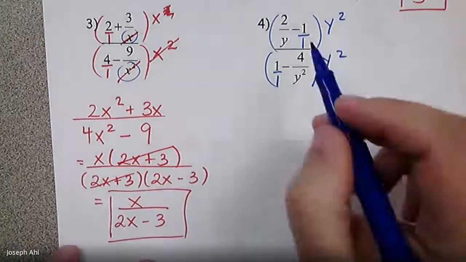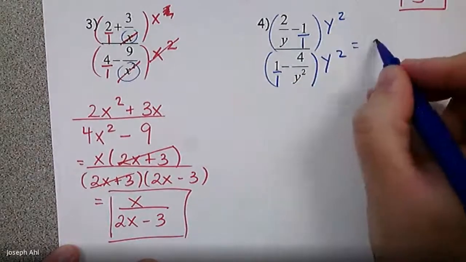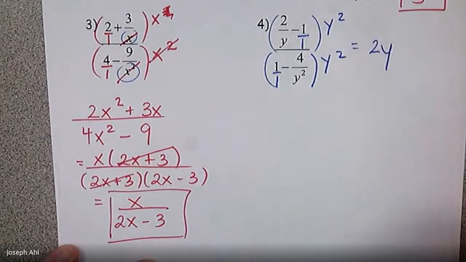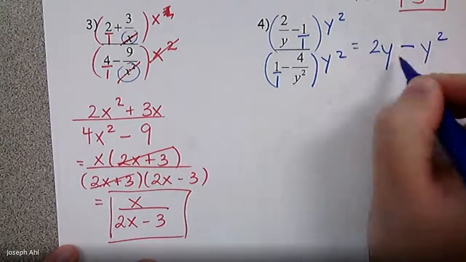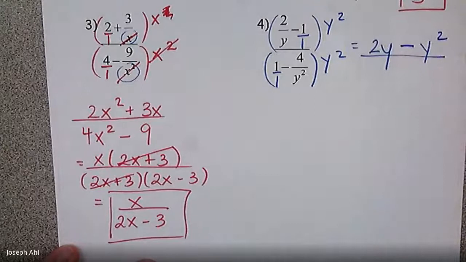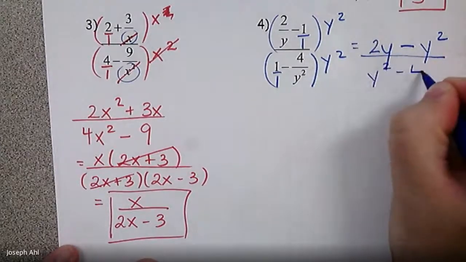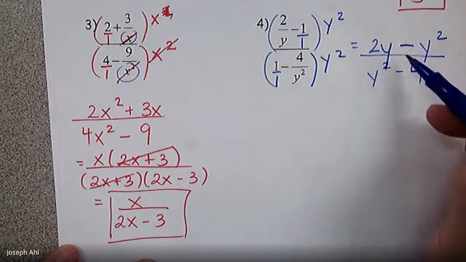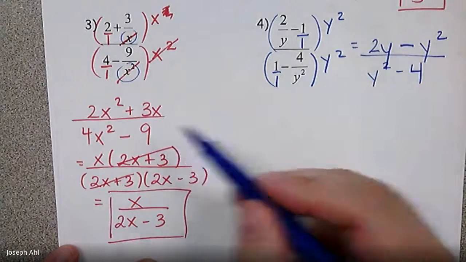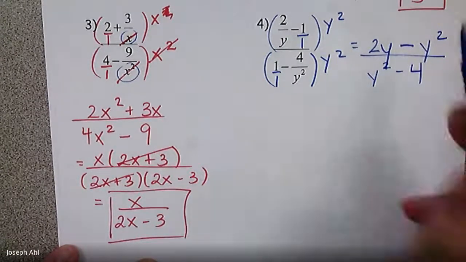Okay, distribute the y squared across. So on the top, this y cancels with one of those. So the first term would be 2y minus 1 times y squared. So that's just y squared. On the bottom, distribute the y squared in to get y squared minus 4. And then just like we did in the last scenario, once you get rid of the complex fraction, you now have to simplify and see if you can factor and cancel.